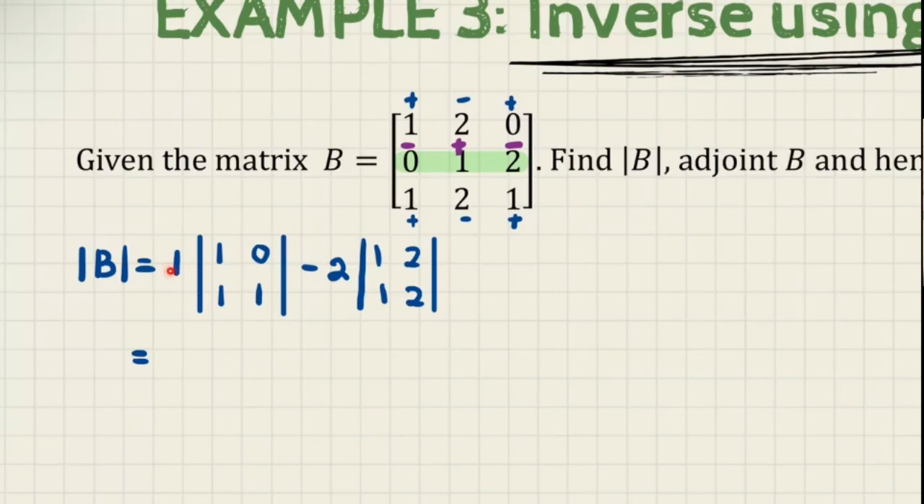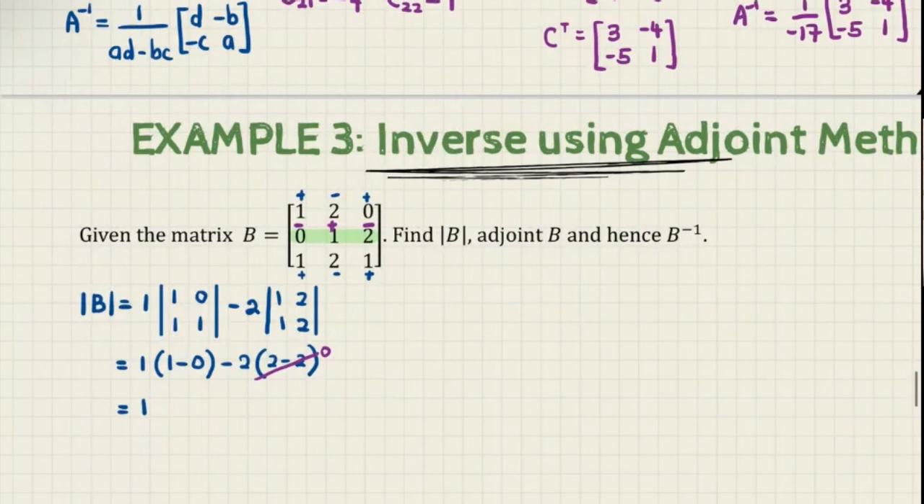So 1 darabkan dengan 1, tolak kosong dapat 1. Tolak 2 darabkan dengan ni apa? 2 tolak 2. 2 tolak 2 berapa? Kosong. So what will be our determinant? Ini automatic kosong. So our determinant will be just 1. So that is determinant of B lah. 1. Now let's find out the adjoint of B.